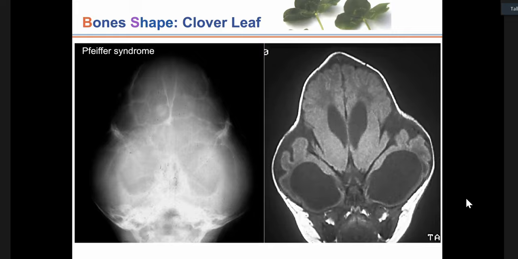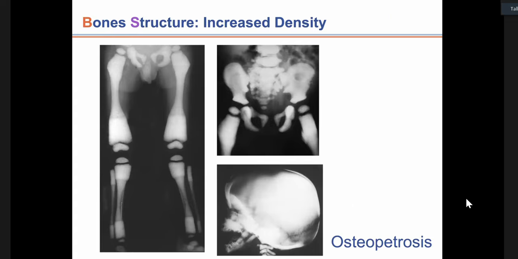Pfeiffer syndrome, you'd, of course, look at the hands and feet. Structure, here's an example of increased density in osteopetrosis. You have to be aware of how this increased density might manifest morphologically. Usually what happens is that the normal bone is laid, but the osteoclasts don't work, and so the bone gets denser and denser.